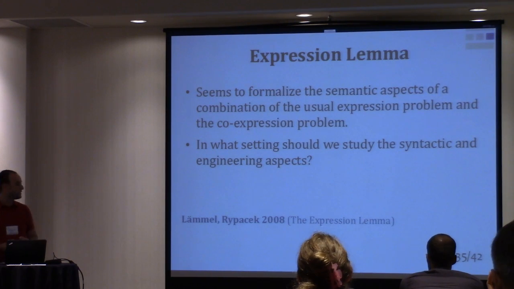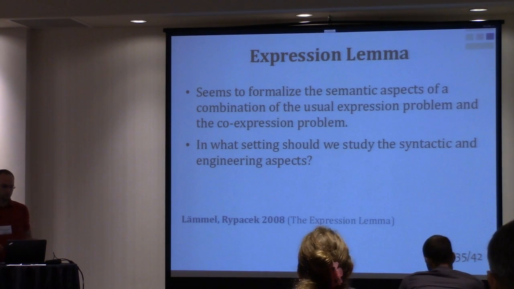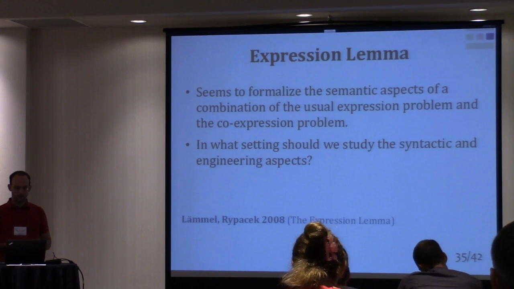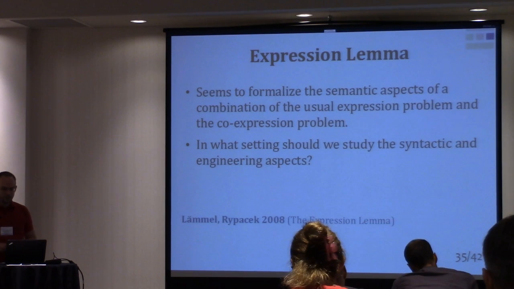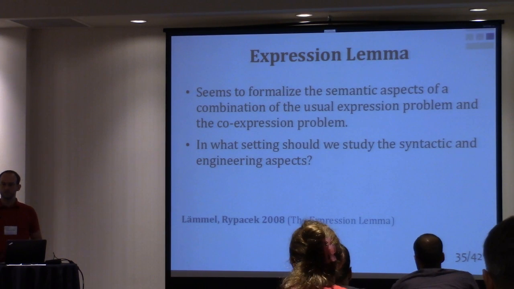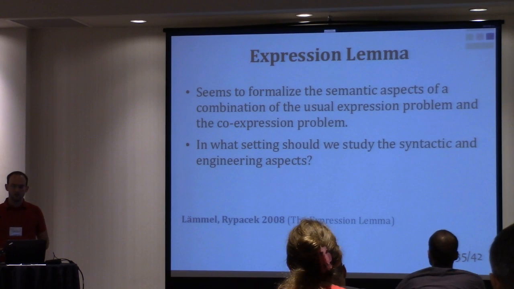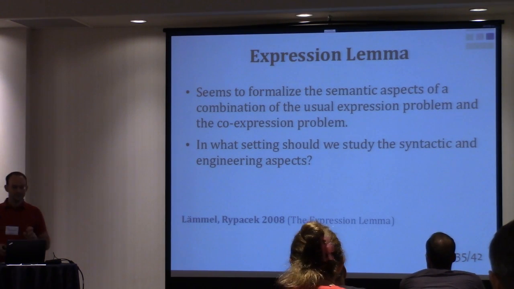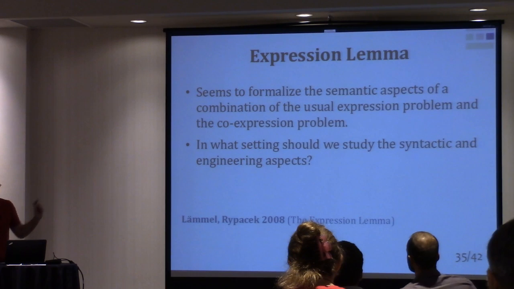There's one paper you should read if you care about this, which is the paper about the expression lemma by Lämmel and Rypáček, I guess. It's from 2008, so it's not even that new. We believe it formalizes the semantic aspects of the expression problem, and we believe it also covers the co-expression problem, but we don't fully get it. It uses category theory and everything just dualizes, and bam, there it is.